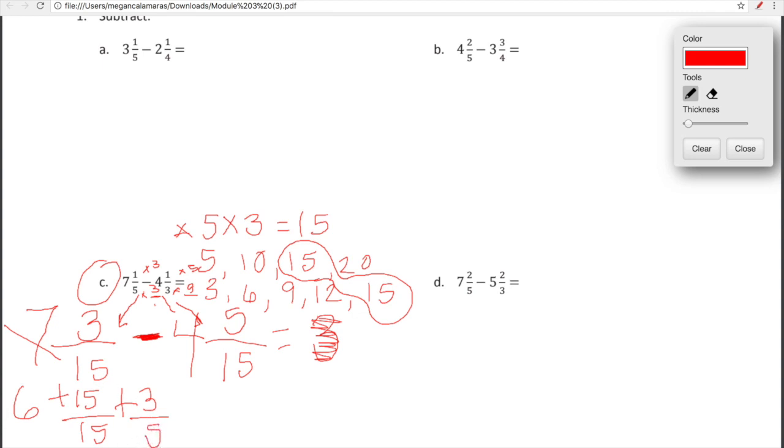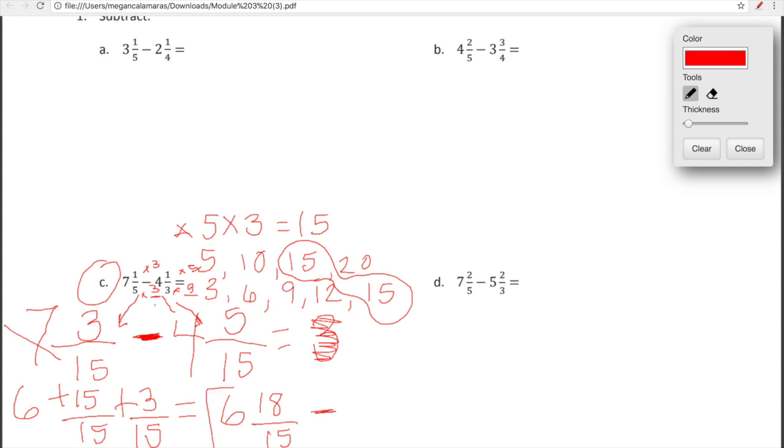So let's rename this whole number as 6 and 3 fifteenths is equal to 18 fifteenths. We just renamed 7 and 3 fifteenths as 6 and 18 fifteenths. Now let's rewrite our expression.